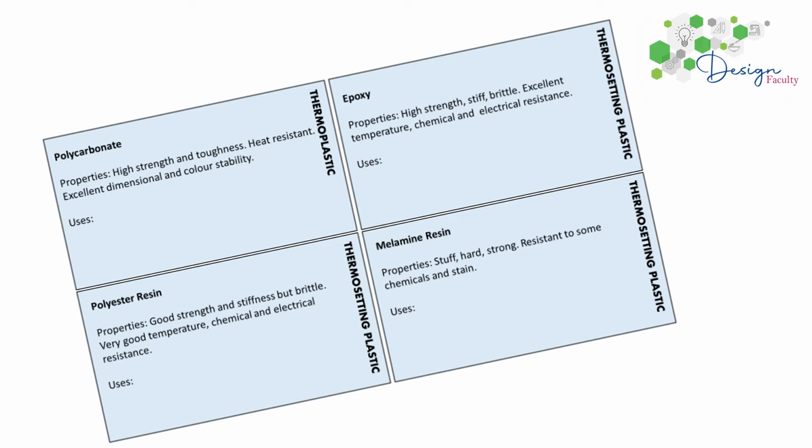Again, you've got the flashcards there, you've got your properties there, and you've got your space for your uses. So polyester resin, it's got good strength and stiffness, but it's brittle. Very good temperature, chemical and electrical resistance. What is it used for? That's what I want you to find out.